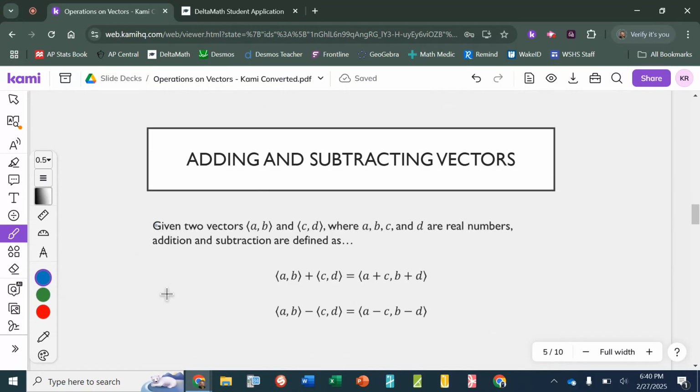So if I'm given two vectors, let's call them A, B, and C, D, where A, B, C, and D are all real numbers, then the addition and subtraction are defined as follows. Essentially, I'm going to take their corresponding parts, so the first coordinate of each vector, and I'll perform the indicated operation. Then I'll take the second component of each vector, and I'll perform the indicated operation. Combined, these are going to form a new single vector.